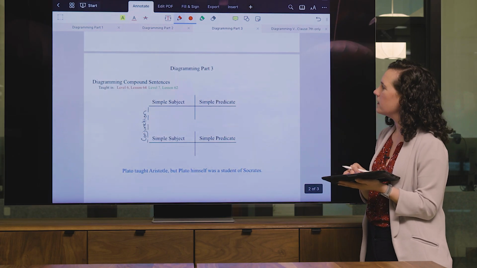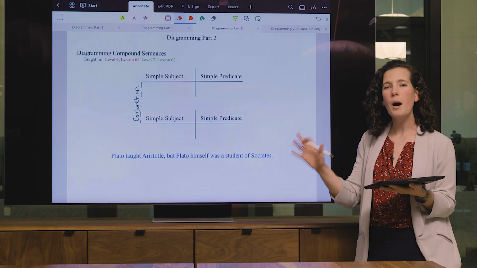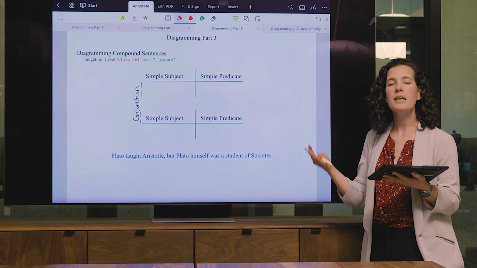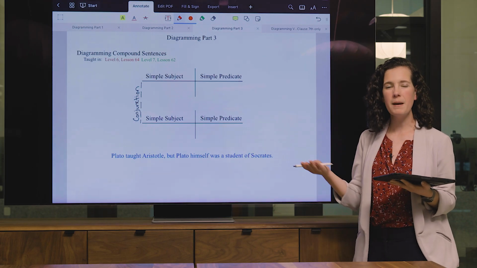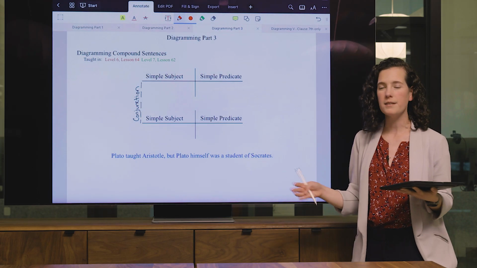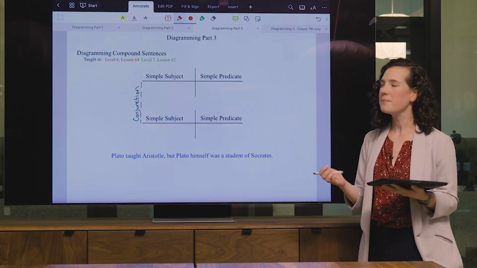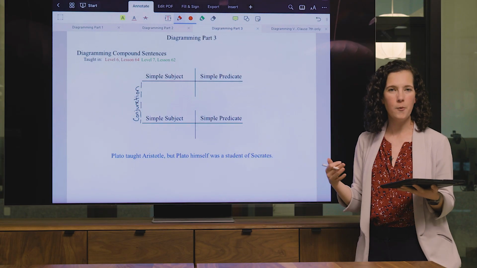Now this next lesson, this next page, is about diagramming compound sentences. Compound sentences are very easy to diagram. A compound sentence is a sentence made up of more than one independent clause. An independent clause is simply a simple sentence. Everything you have diagrammed up to this point is a sentence. All you're doing now is diagramming two of them at once.